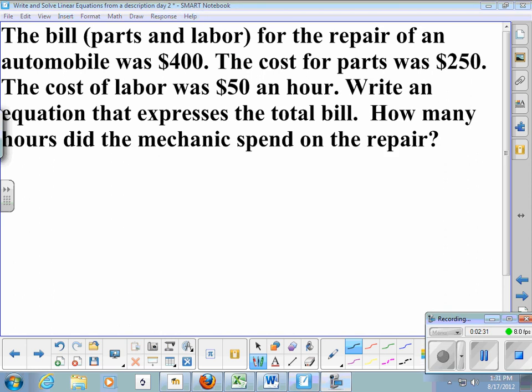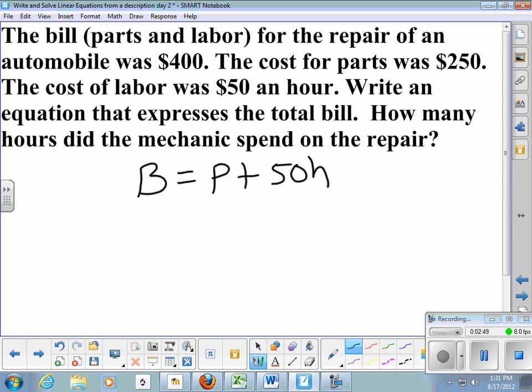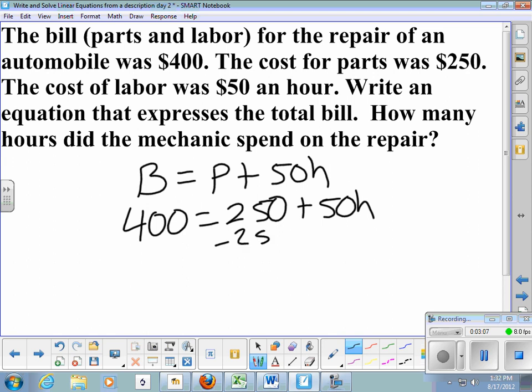So let's try another one like that. This time, the bill is $400. So let's just write the general equation. The bill is the parts plus the $50 per hour. And we know that the bill is $400. Parts are $250. So if we solve that one for how many hours did the mechanic spend on the repair, subtract 250 from each side.